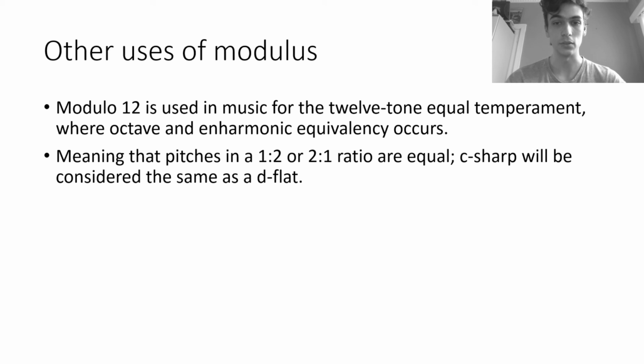Other uses of modulus also include music, where modulo is used for 12-tone equal temperament, where octave and enharmonic equivalency occurs, meaning that pitches in a 1:2 or 2:1 ratio are equal. C sharp will be considered the same as a D flat in this situation.